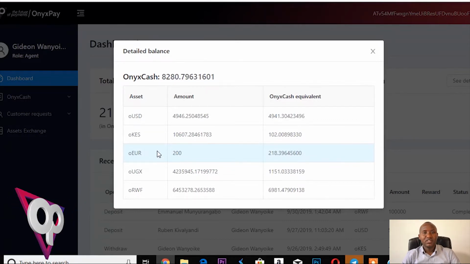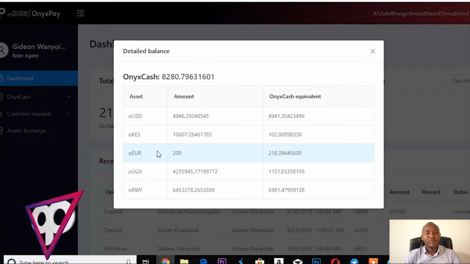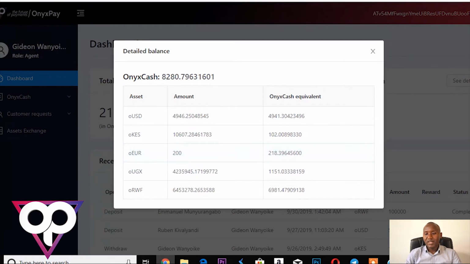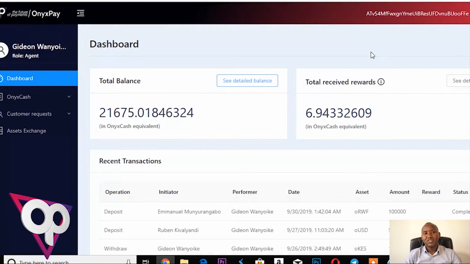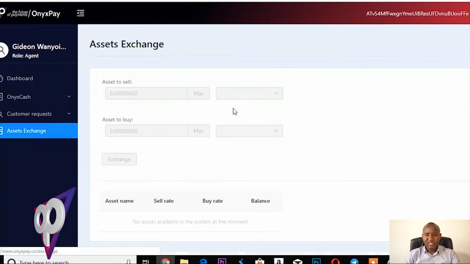Anytime you're an agent in a particular country, for example, you're an agent in Uganda, you must exchange your Onyx cash to Onyx Ugandan shilling for you to be able to perform deposit operations for people in Uganda. If you're in Zambia, then you need to convert Onyx cash into Onyx Zambian kwacha, so that you are able to serve people in Zambia. So anytime you're in a certain country, exchange your Onyx cash into the currency that is relevant in that country. And that's how you do it, asset exchange.